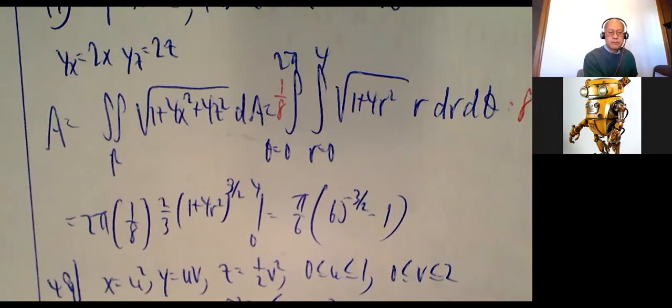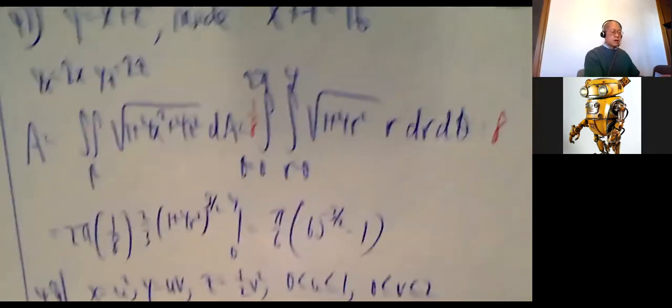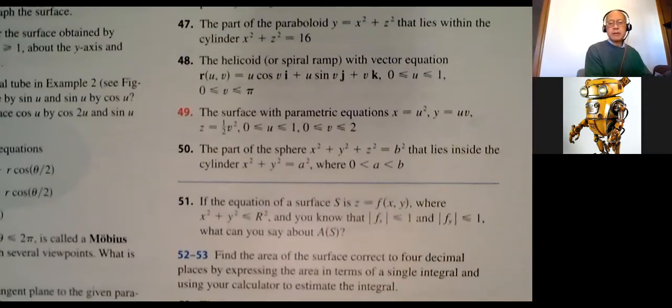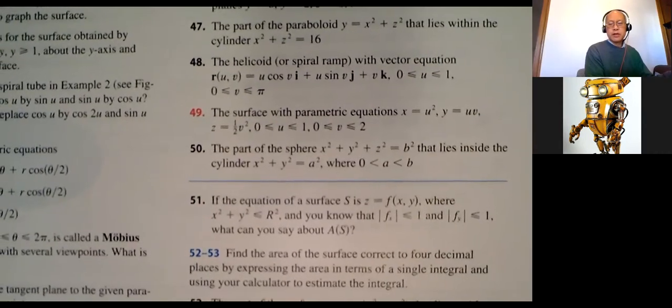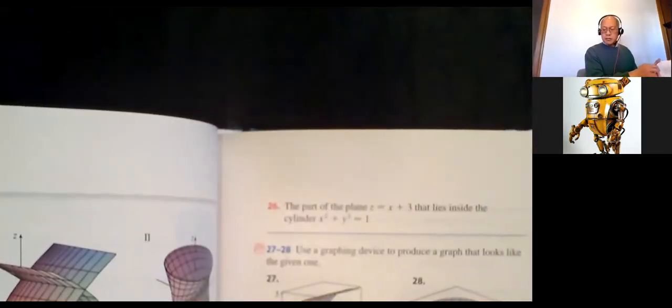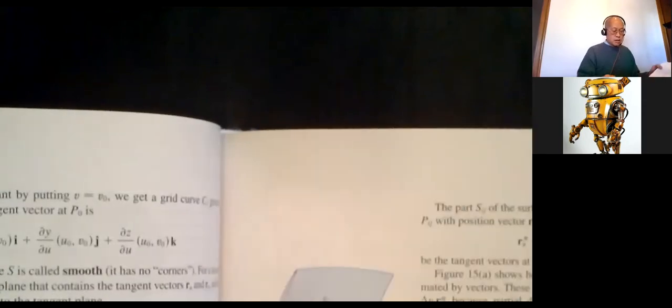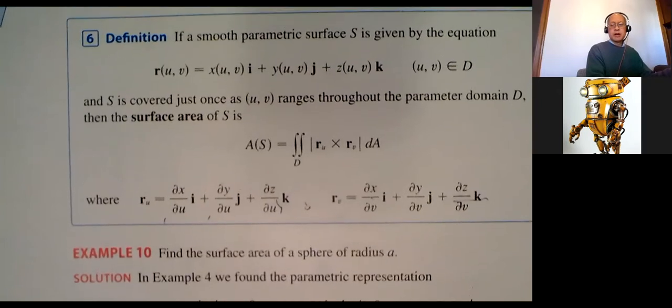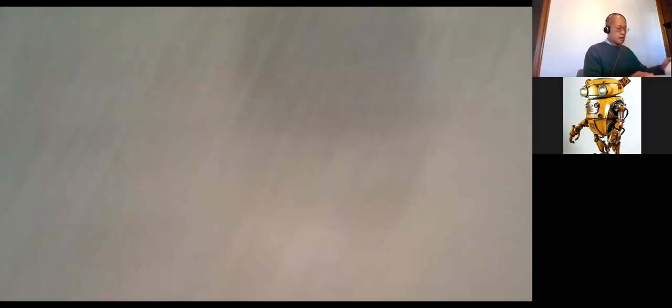Well, 49, and that was basically done, folks. 41, 49 is given parametrically. The surface with parametric equations, x is u squared, and so on. u between 0 and 1, v between 0 and 2. So to find the surface area this time, I'm going to do this thing. Double integral over the region D of the magnitude of r_u cross r_v dA.